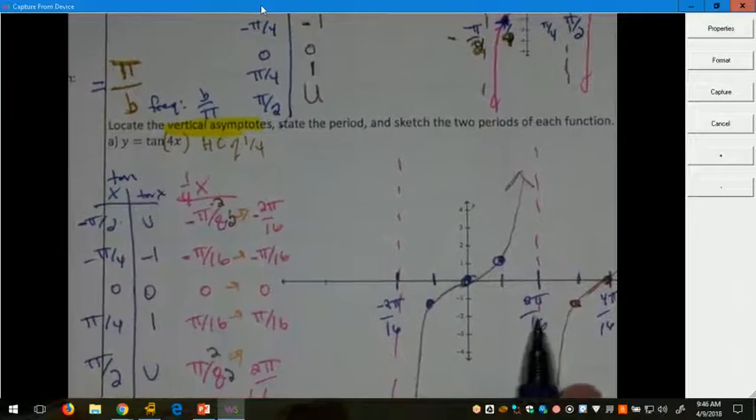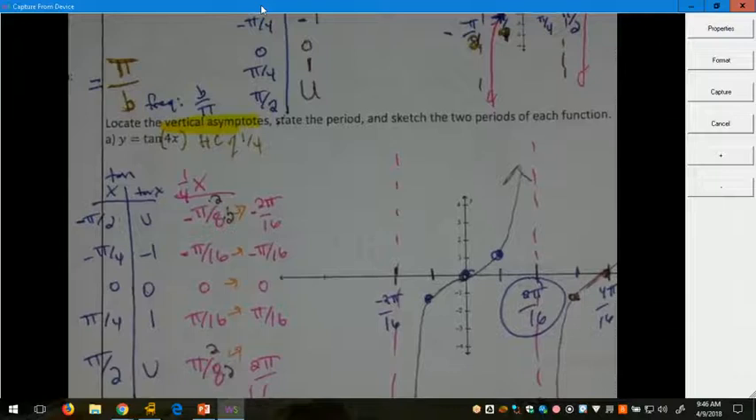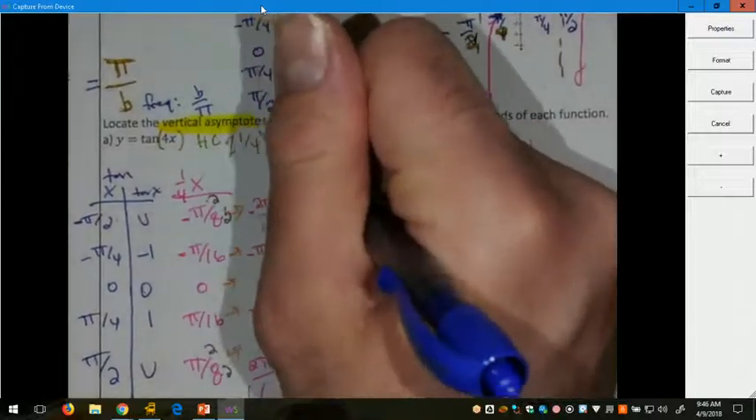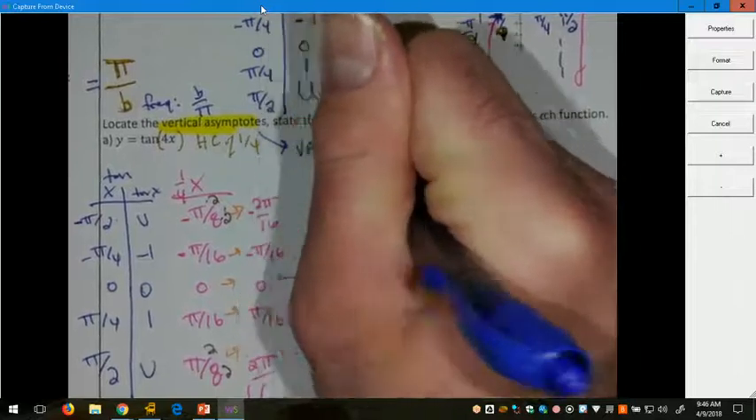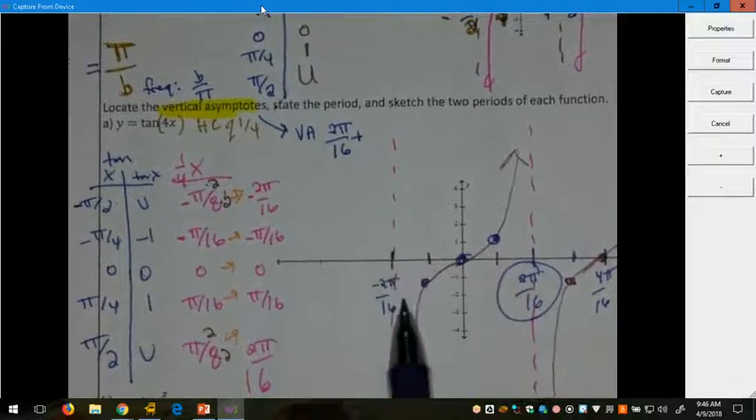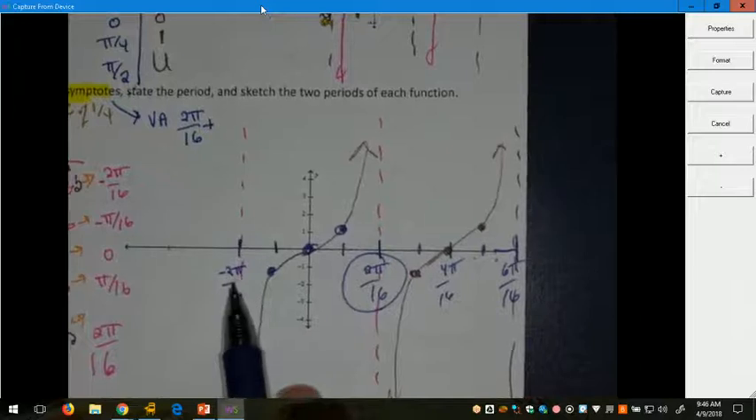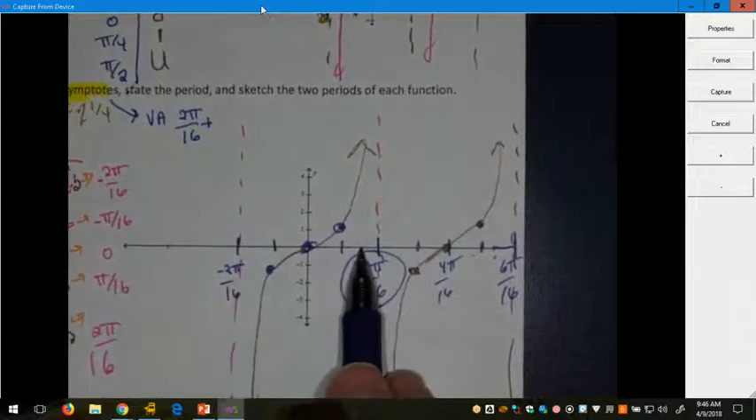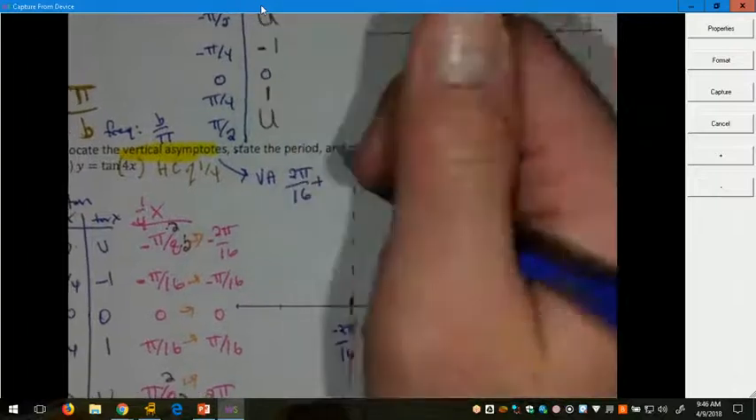The first vertical asymptote that's positive that I see is 2 pi over 16. You can reduce that if you want. I'm going to leave it as this. My vertical asymptote is 2 pi over 16. Technically, it should be pi over 8, but that's okay, I'll accept this. Plus another period, right? Because this vertical asymptote's repeating every period. It started here, it repeats at the end of every period or the beginning of every period.